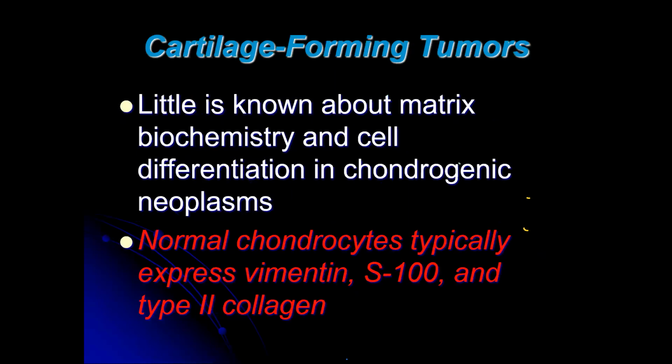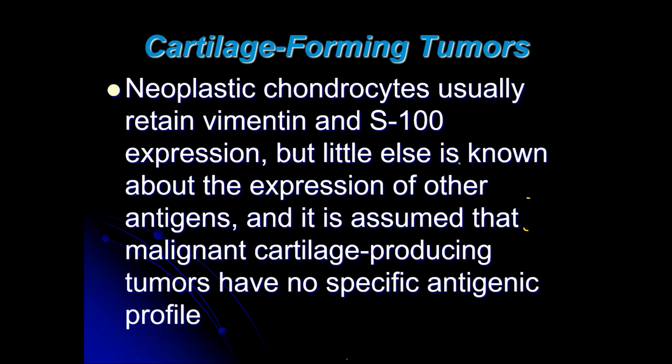Little is known about matrix biochemistry and cell differentiation in chondrogenic neoplasms. Normal chondrocytes typically express vimentin, S100, and type 2 collagen. Neoplastic chondrocytes usually retain vimentin and S100 expression, but little else is known about the expression of other antigens, and it is assumed that malignant cartilage-producing tumors have no specific antigenic profile.